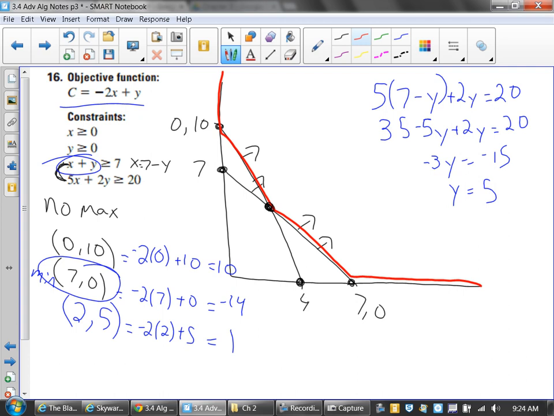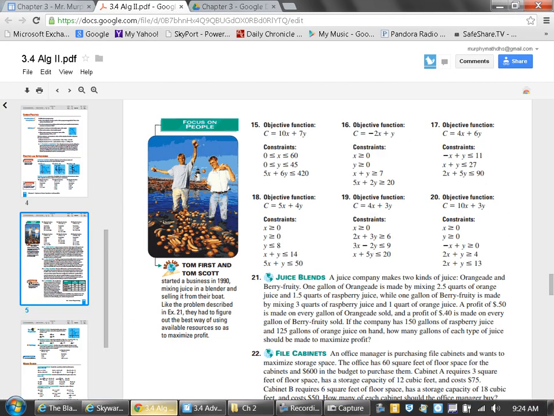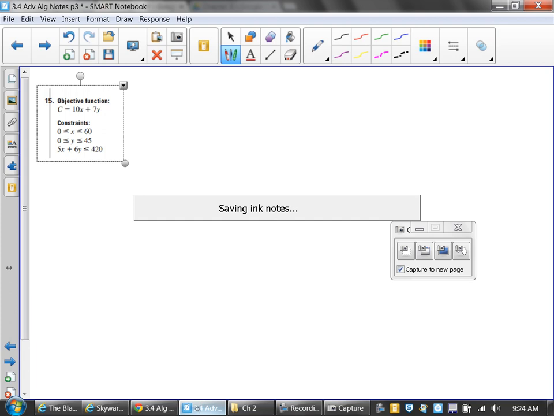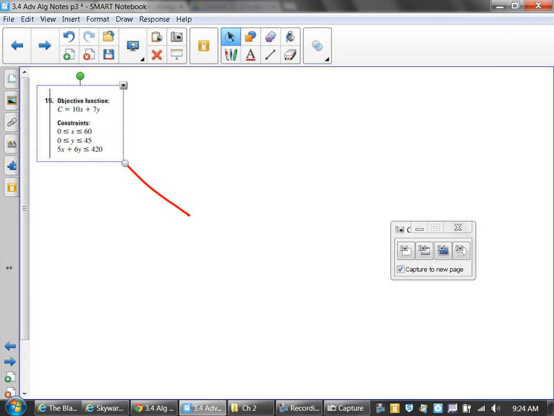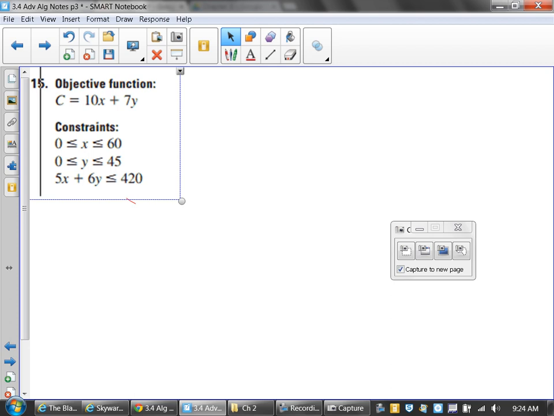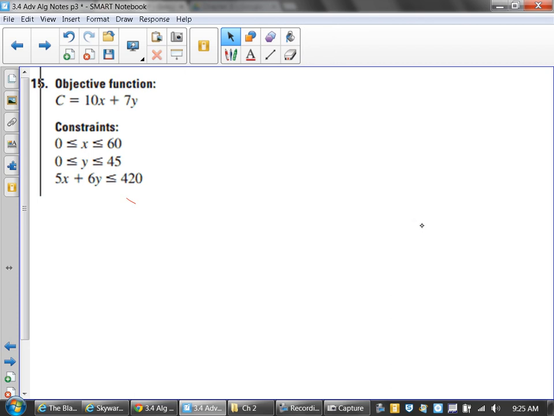Alright, so it's not a different problem. So for 15, it says whatever 5x plus 6y is less than or equal to 20. How does it even make sense if x has to be less than 60 and y has to be less than or equal to 45? It just tells you it's first quadrant. But when you divide those out, you get like 80 and stuff. It's okay. Don't worry about it.